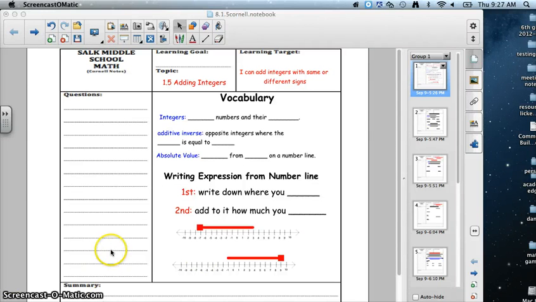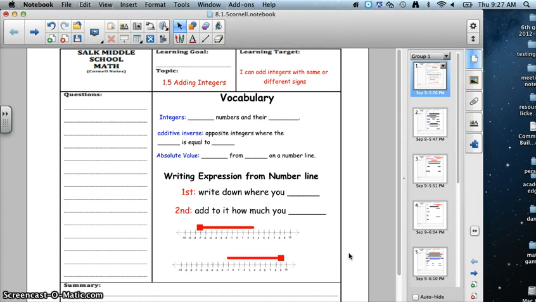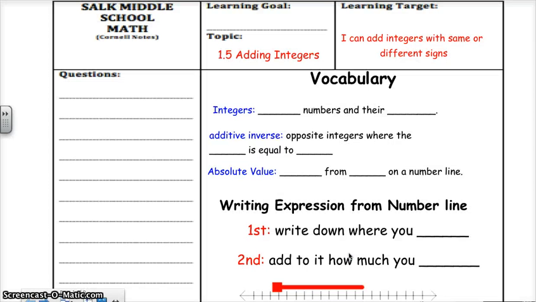All right, today we are going to learn about adding integers. And when we add integers, we need to know a few vocab words. Of course, vocab words would be integers. We need to know additive inverses. And eventually, not for today, but for an upcoming lesson, you are going to need to know absolute value.